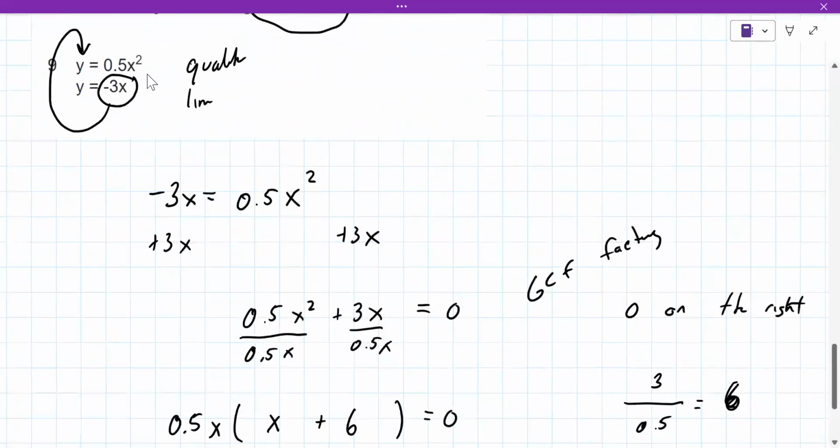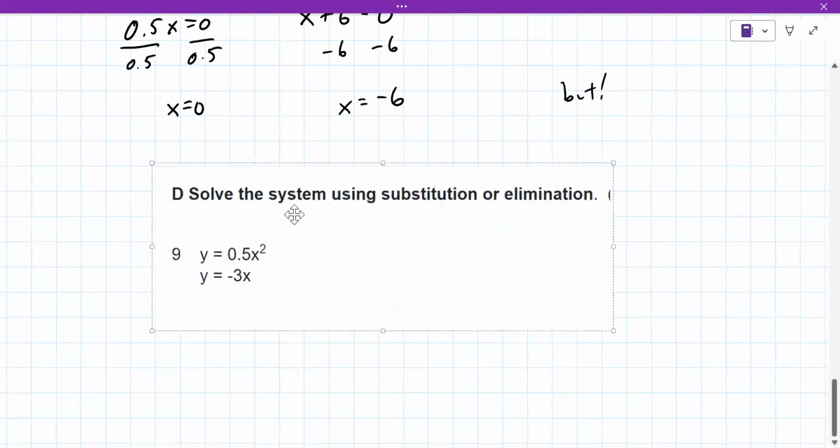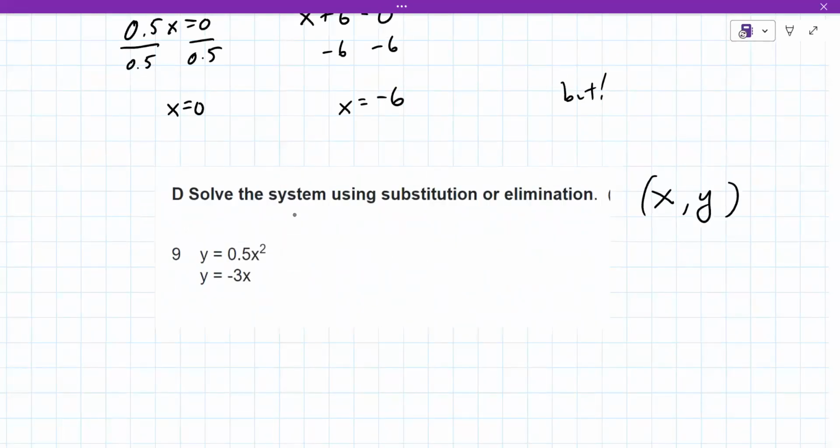If you go back to the original system, you're solving for both x and y. Your answer has to be an x and a y. And this is some sort of a quadratic, some sort of a line. There are 2 solutions here, so we have to find both of them.